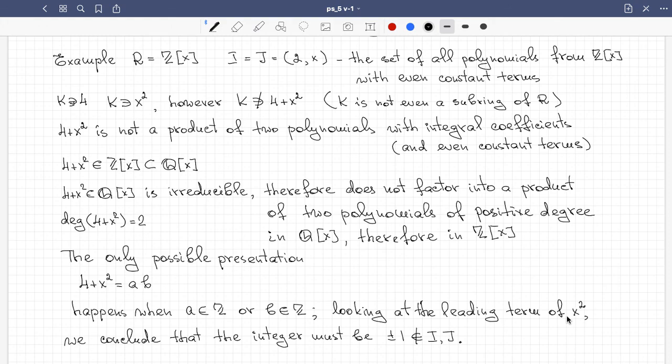In the next fragment, I will jump to section 6.2 from the book and show you a couple of exercises from that section.